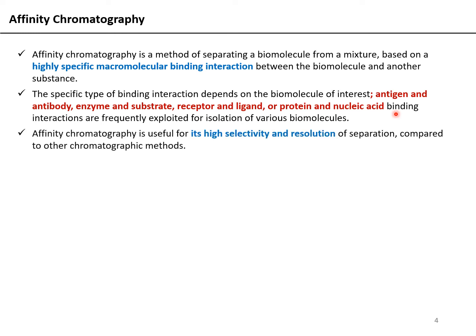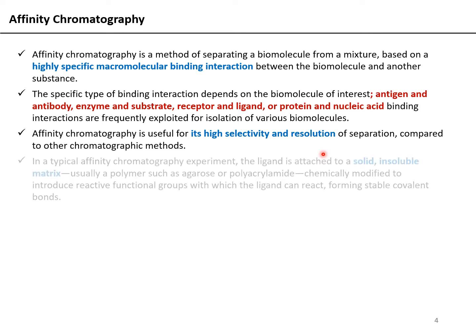So affinity chromatography is useful for its super high selectivity and resolution of separation compared to the other chromatographic methods. Now, the other three chromatographic methods that we are going to discuss basically exploit the physicochemical characteristics of the protein of interest that you want to purify. Whereas affinity chromatography exploits this high specificity and high affinity interaction. Therefore, it has very high selectivity and much better resolution compared to all the other chromatographic methods.